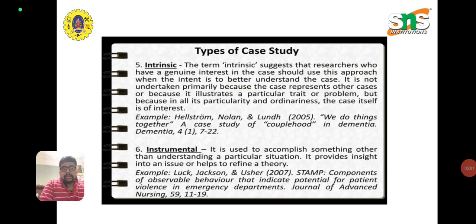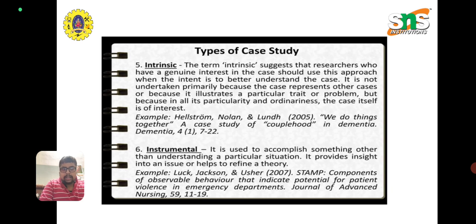Next, we are going to see the intrinsic case study. The term intrinsic suggests that researchers who have a genuine interest in the case should use this approach when they intend to better understand a case. It is not undertaken primarily because the case represents other cases, or because it illustrates a particular trait or problem, but because in its particularity and ordinariness, the case itself becomes of interest. Example: Ekström and Nolan, we do things together, a case study on couplehood in dementia.